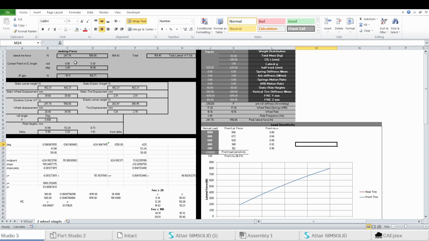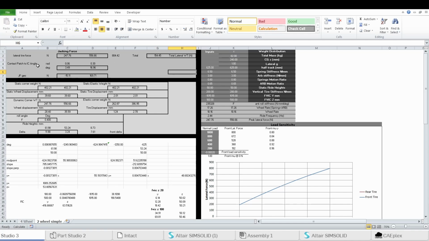So we start with the jacking force calculation, taking the lateral tire force, and also the total lateral weight transfer. So it's just the weight transfer calculation, the overall weight transfer, ignoring jacking force and elastic weight transfers. It is the total weight transfer of the car, which is always dependent on track width, CG height, lateral force, and the total mass of your car.